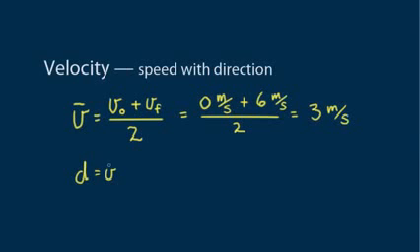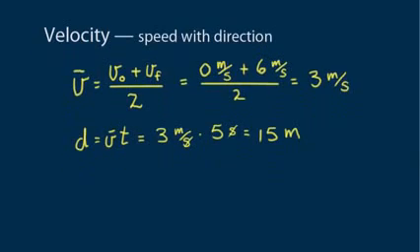Distance traveled is found by multiplying the average speed by the time interval. For example, how long is the hill we just discussed if it takes 5 seconds for Barry's ride down the hill? We see it's average speed times time, 3 meters per second times 5 seconds. We see the hill is 15 meters long.